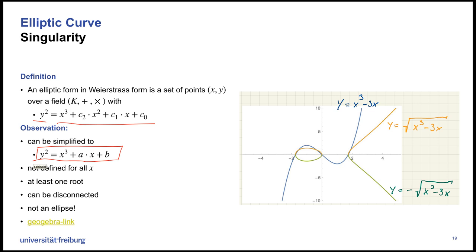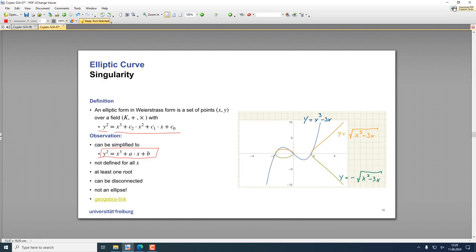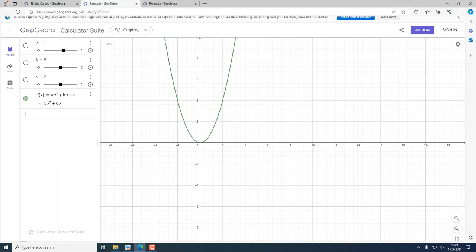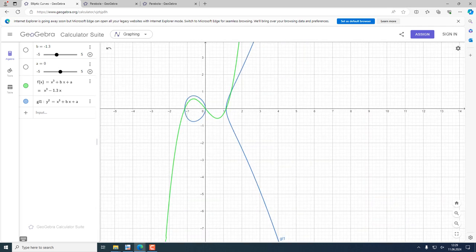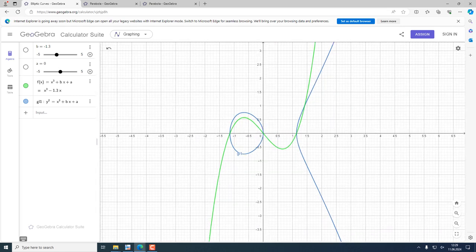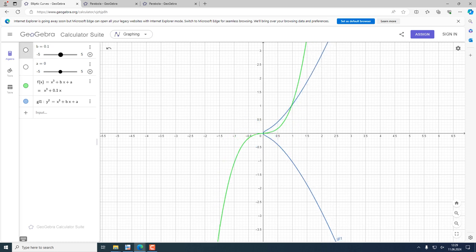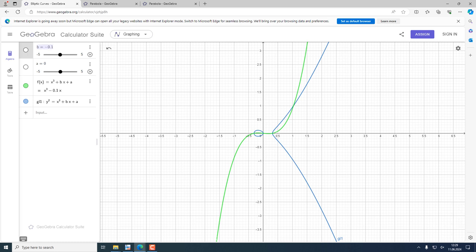Okay, so now we could have fun with this function. Let's start with something easy. We said b is equal to 0. Probably I can type in here the value 0. And a is now also 0.